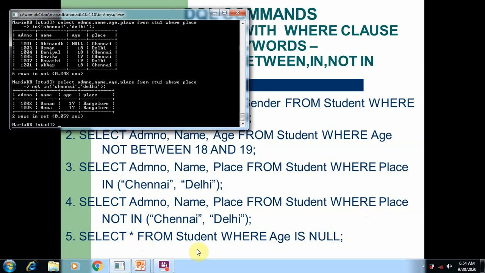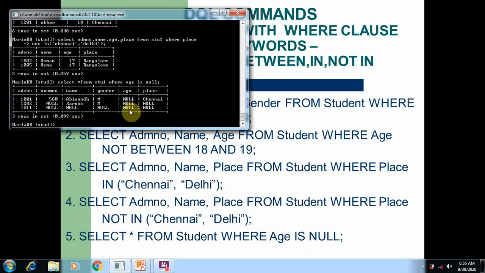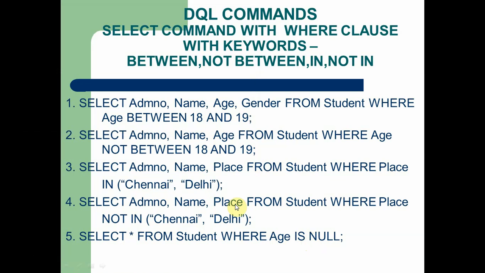The next command is select asterisk from student where age is null. Age is null is used to view only the null values from the table. So I'll select asterisk, which means all the columns from the table student 1 where age is null. Here you can see all the records are displayed whose values in the age column are null. So these are the five different keywords used with the SQL command.